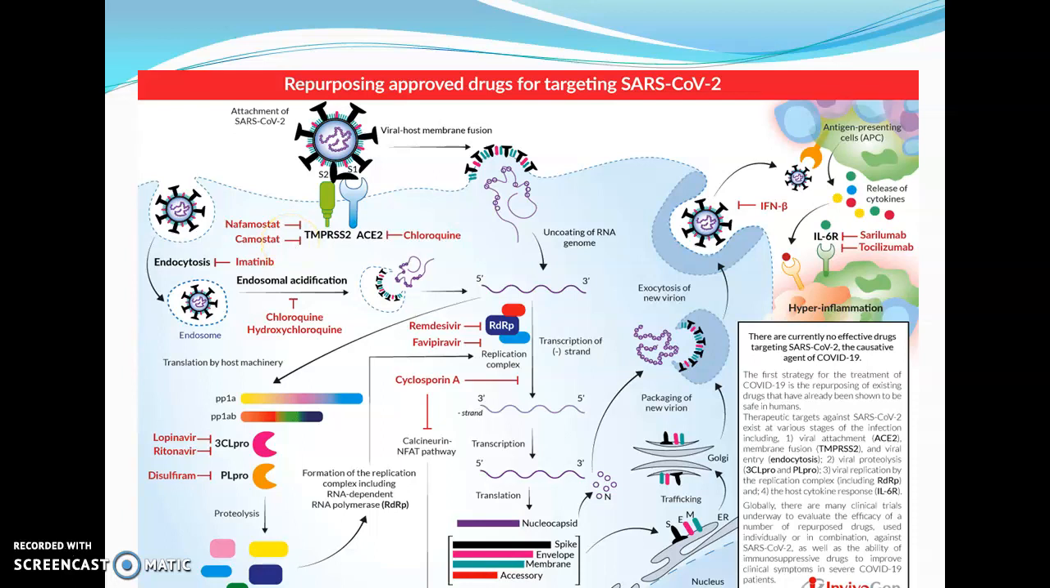Nafamostat is available in the market as a short-acting anticoagulant and is approved in Japan. Camostat is another molecule, used for the treatment of chronic pancreatitis or reflux esophagitis. So these molecules are available in the market worldwide, though not in India. I don't know exactly about the status of these molecules in India, but they are approved in Japan, and they have the ability to inhibit TMPRSS2. So these molecules can be repurposed for the treatment of COVID-19 too. It's under investigation whether they will give a benefit or not.